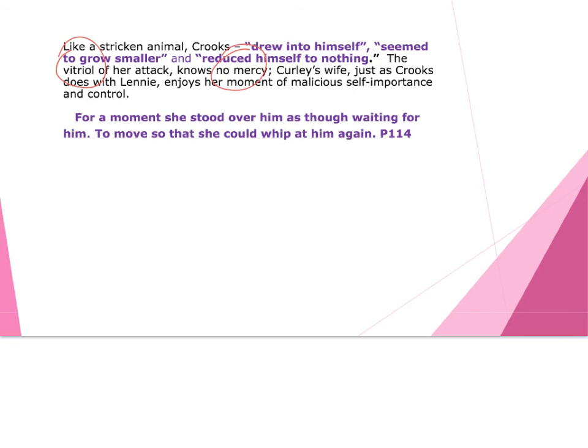"For a moment she stood over him as though waiting for him to move so she could whip at him again." Look at that metaphor, that she could whip at him, that she could beat him down with her threats and her language, that she stood over him, like goading him, wanting him to get up again so she could hit back, so she could feel that power and control. That's a great metaphor to show how much life has embittered her, that she wants to whip out at people.